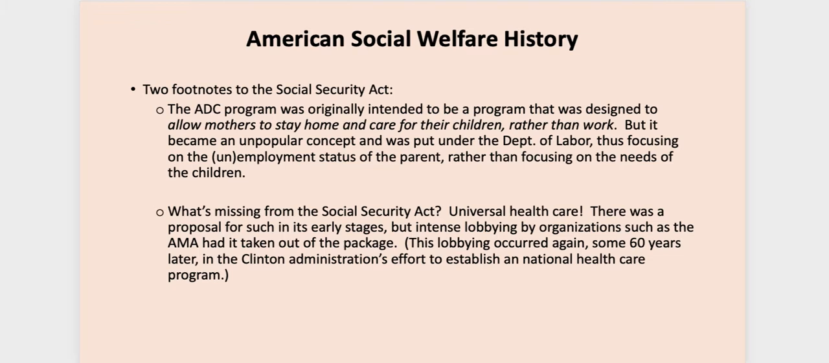And what's missing? Of course, universal health care. And there were early indications that universal health care would be a part of the Social Security Act. The American Medical Association lobbied against it very forcefully and managed to get it taken out of the Social Security Act. Years later, the AMA, along with other forces, lobbied against the efforts on behalf of the early Clinton administration to implement a national health insurance program as well.